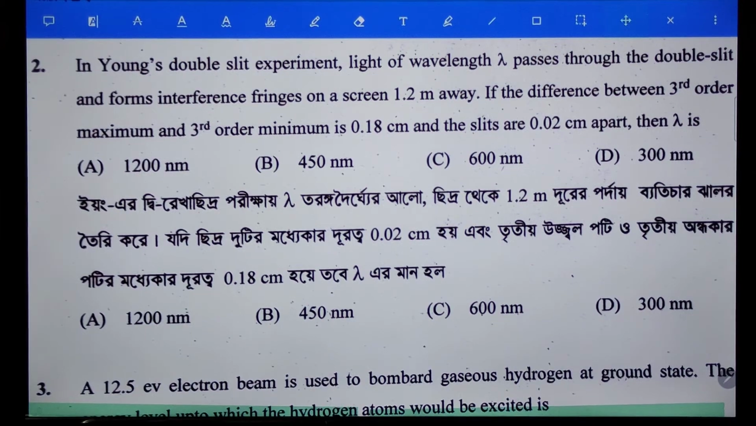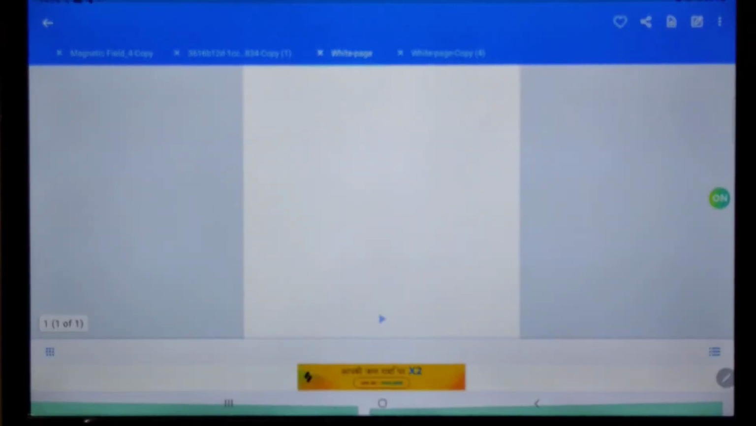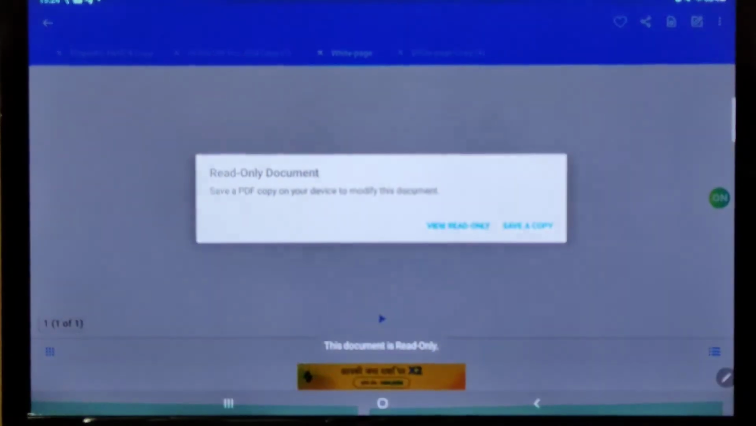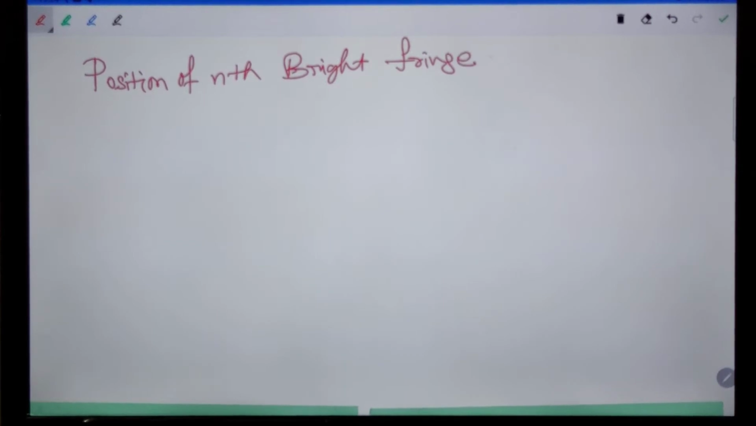So let us take a fresh page, then we will try to solve it, otherwise it will be haphazard. Okay, so you know the position of nth bright fringe. For the position of nth bright fringe, xn is equal to n beta. So it will be n lambda capital D by small d.